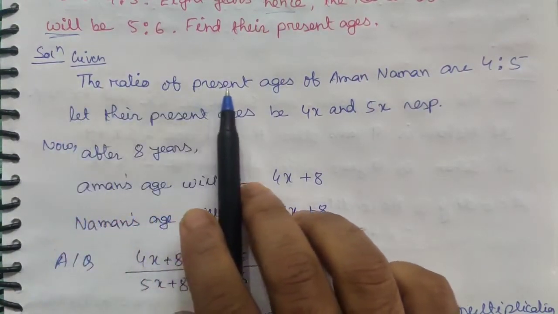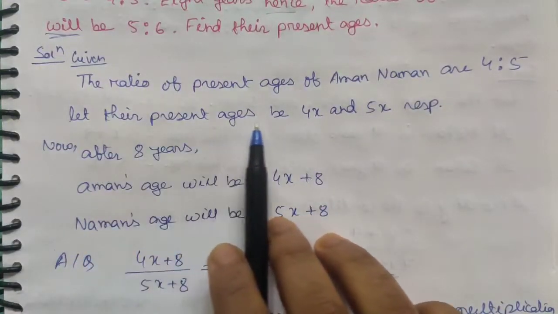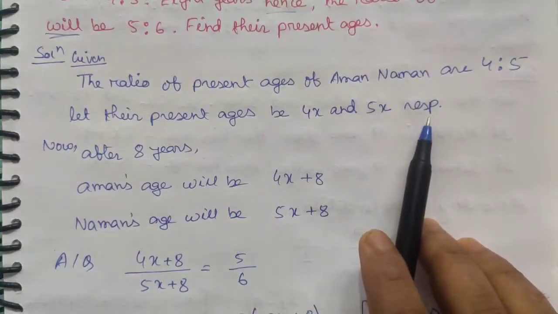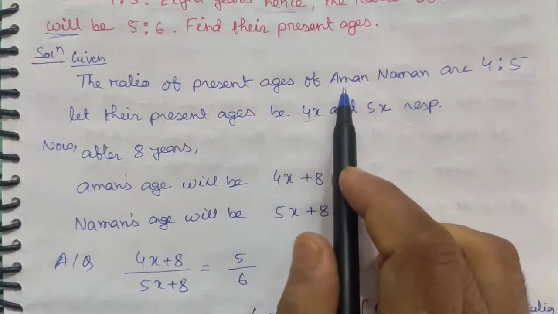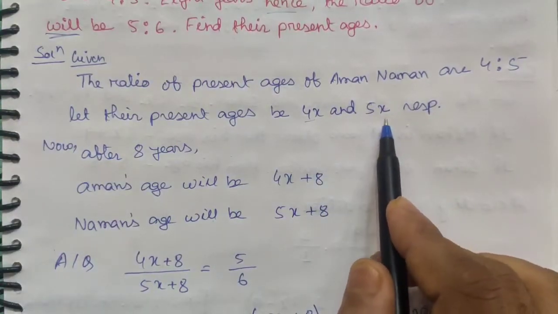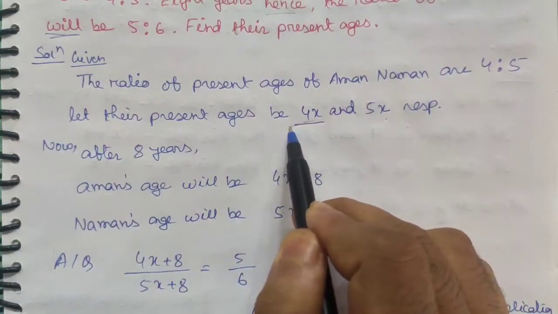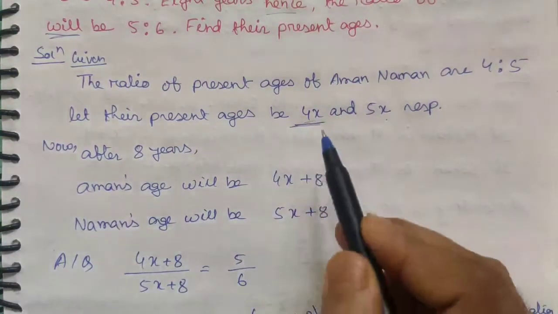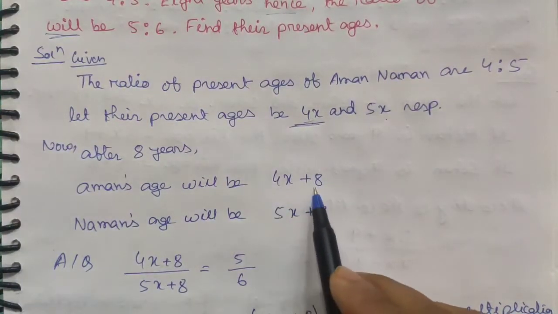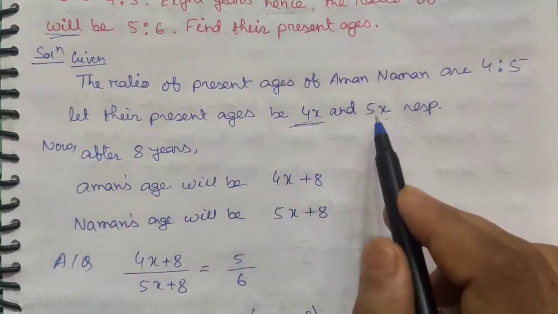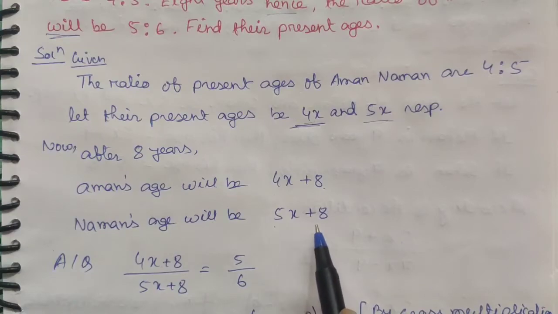So we'll start here. Solution. Given the ratio of the present ages of Aman and Naman is 4:5. Now let their present ages be 4x and 5x respectively, right? Respectively means the first one comes first and the second one comes second. Clear? So after 8 years, the present age of Aman is 4x. After 8 years, his age will be 4x plus 8. And Naman's present age is 5x. So after 8 years, his age will be 5x plus 8.